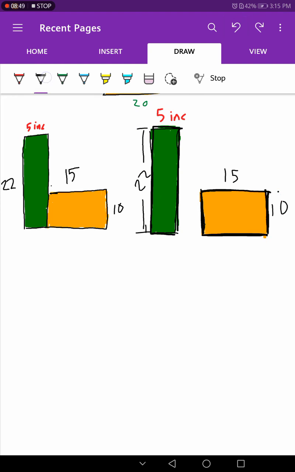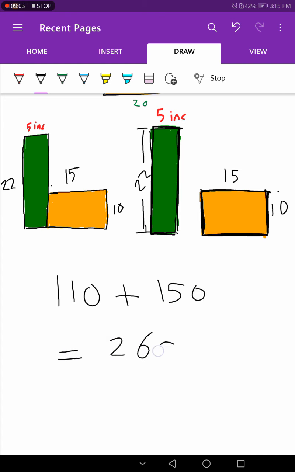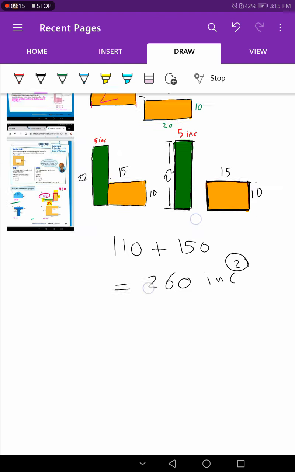So you multiply 5 by 22 equals 110, plus 150, equals 260 inch square. Don't read it cube. Don't read it with power 2. It is squares. That means we need 260 squares to cover this polygon. Okay, it doesn't matter.